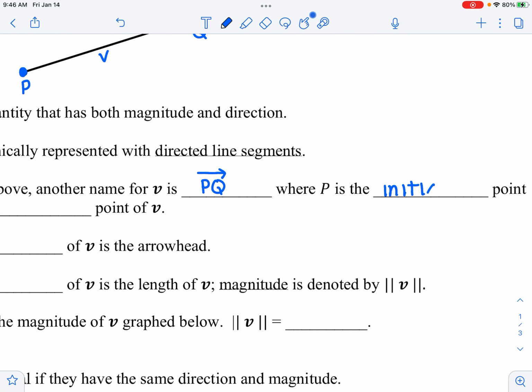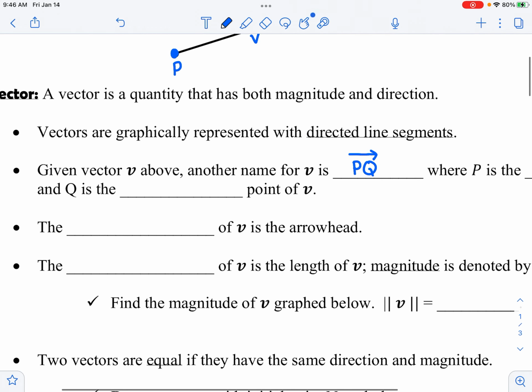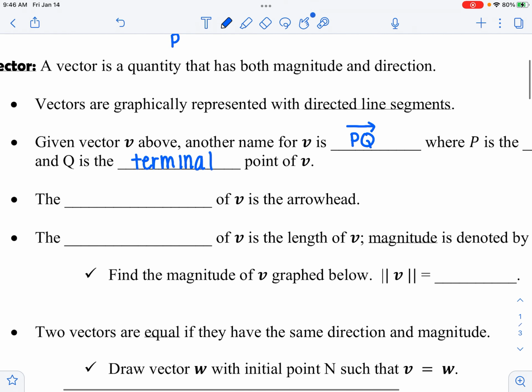P would be the initial point. And Q is the terminal point. So once again, that's vector PQ or vector V. P is the initial point. Q is the ending point, the terminal point. The arrowhead is the direction. So the direction is your arrowhead.